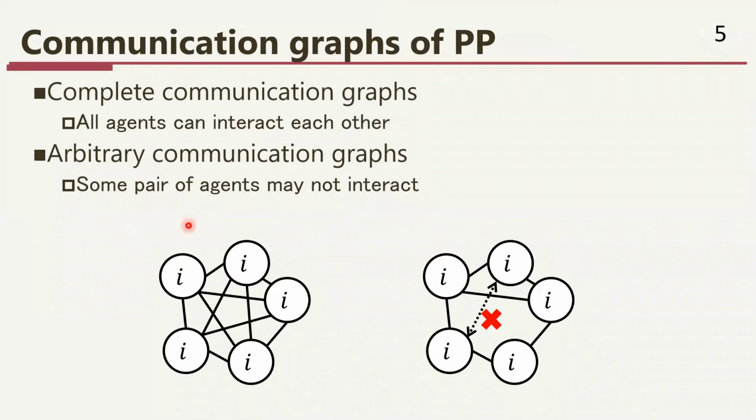This is the image. In our research, we consider the uniform bipartition problem in the condition where communication is restricted. That is, the communication graph is arbitrary. In arbitrary communication graphs, some pairs of agents may not interact. If there exists an edge between agents, they can interact. However, if there is no edge, agents cannot interact.